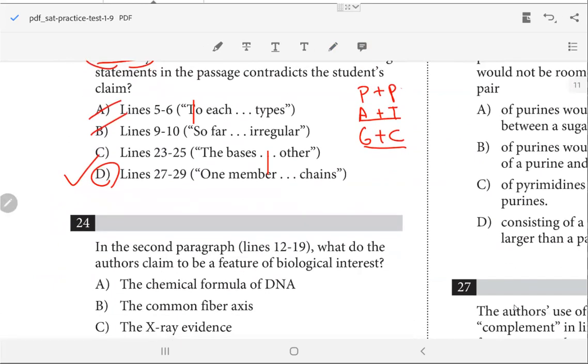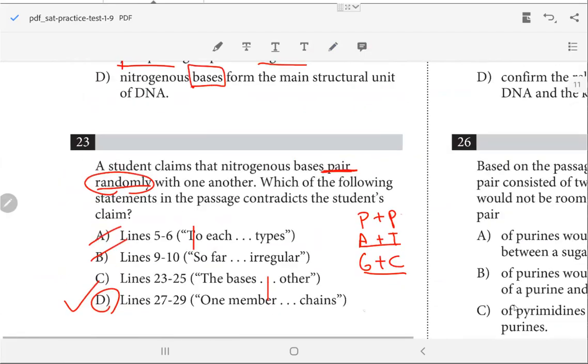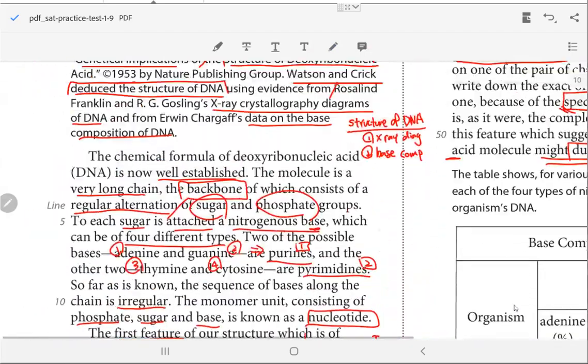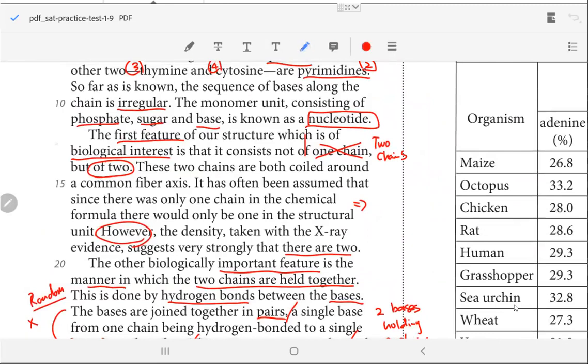24번. In a second paragraph, what do authors claim to be the feature of biological interest? 벌써 알 것 같죠? Two chains. 왜냐면 우리가 잘 읽었으니까. 근데 더블 체크 한번 해볼게요. First feature of our structure of biological interest is that it has two chains, not one. And it explained over two times and elaborates the detail to confirm that it has two chains, not one. 그쵸? 네, 여기 너무 대놓고 나와 있죠?